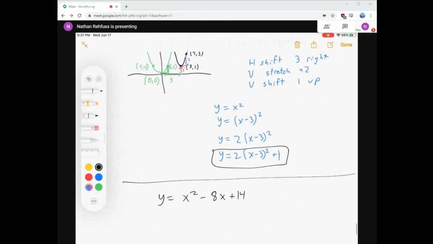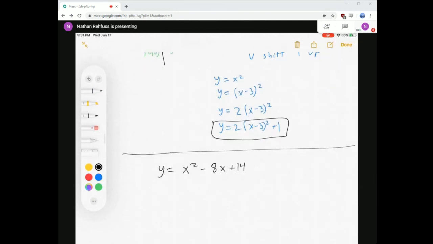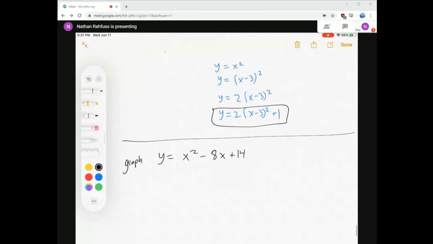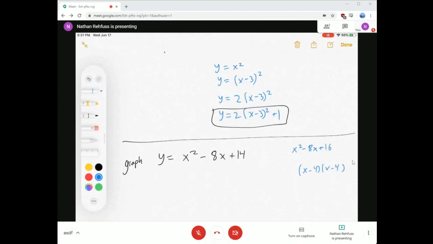I don't know how to graph this right off the top of my head, but I could find out real quick. And the way I'd do that is I'd complete the square. I know there's a perfect square. X squared minus 8x plus what? It's been a bit since we did this, so let's review. This is going to be x minus something, x minus something. Those two somethings have to add up to 8, so they're each going to be 4. 4 times 4 is 16, so this would be the perfect square.